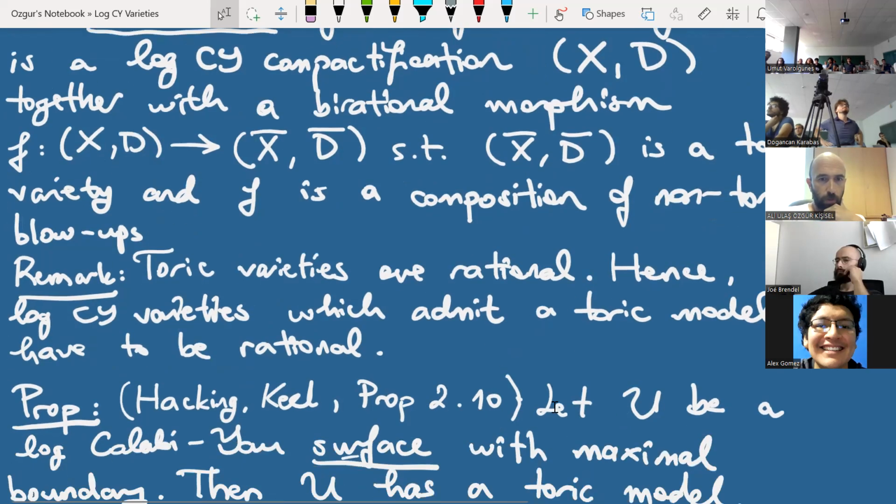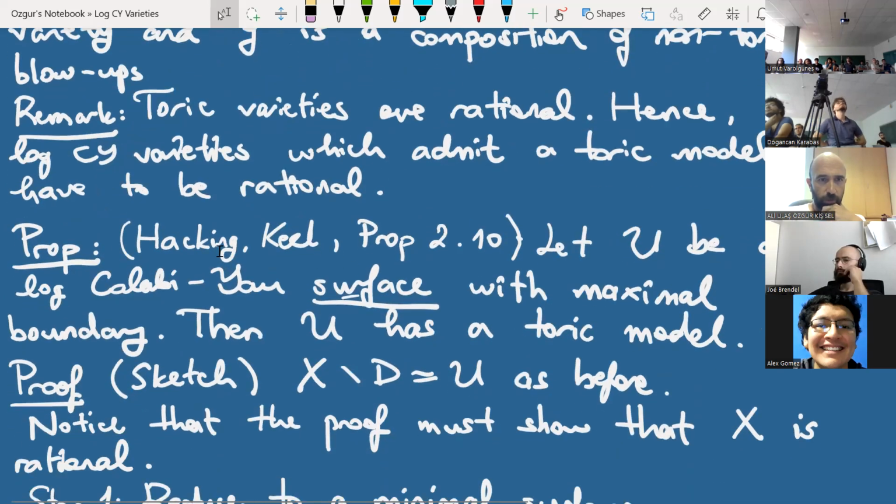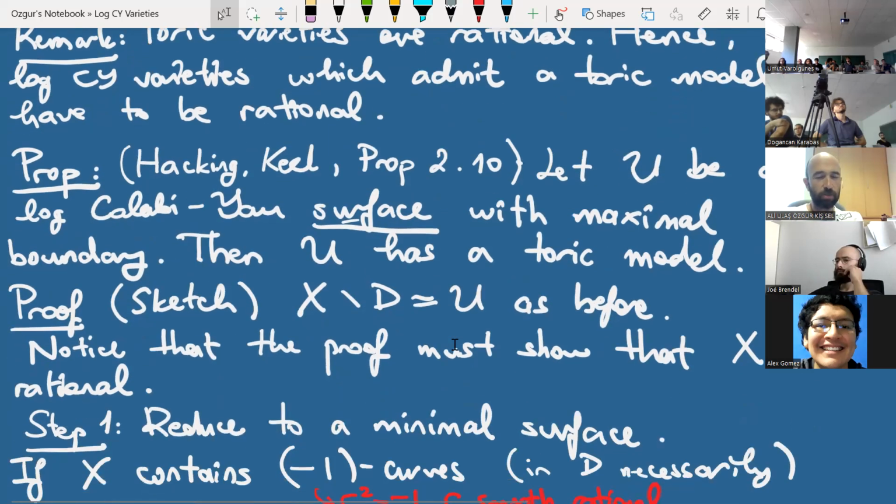Okay, so now a proposition in a paper of Hacking and Keel, this Proposition 2.10 says, if U is a log Calabi-Yau surface, so dimension 2, with maximal boundary, then you have a toric model. And as proof, they say this is an exercise in classification of algebraic surfaces. So maybe we could view this talk as trying to elaborate that exercise. So here is the sketch of the proof.